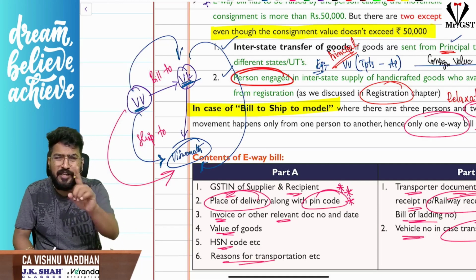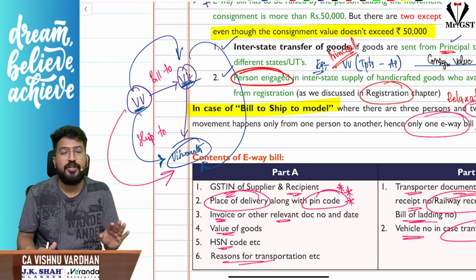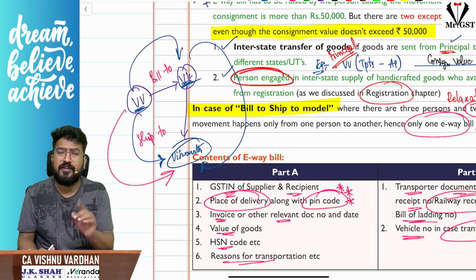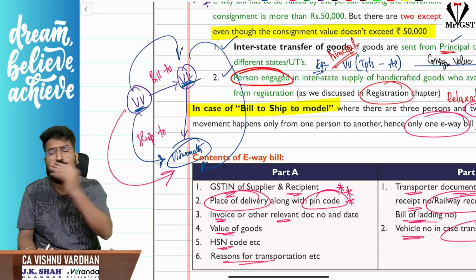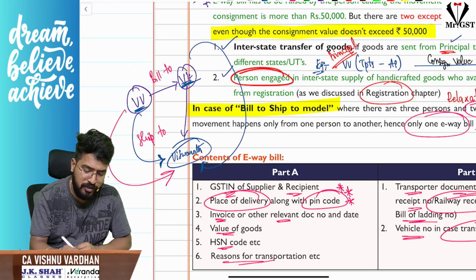Sir, here one e-way bill is sufficient. Two sales are there, no sir. Should I raise two e-way bills? Not required. Sir, in the bill to ship to model, see here, movement is only one, no. It is moving only from one fellow to another fellow. So automatically one e-way bill is sufficient. That is the concept.